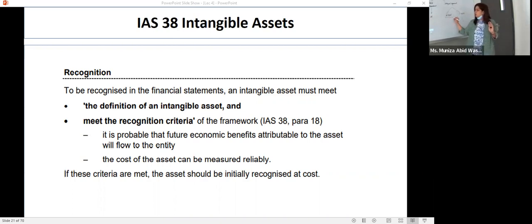When we are adopting a cost model for subsequently measuring intangible assets, then it will be measured at cost minus accumulated amortization minus subsequent impairment losses. This you can write. Okay, now students, we have discussed the initial recognition of IAS 38, that if these two criteria are met, then initially we can recognize the intangible asset at its cost.